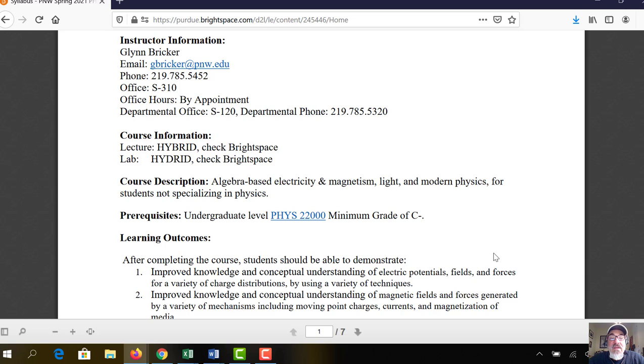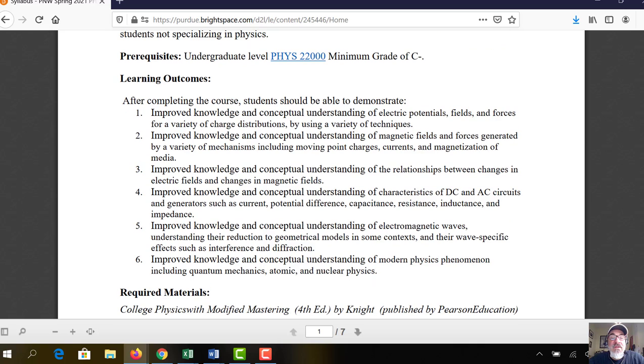Same thing with lab. So this is algebra-based electricity, magnetism, light, modern physics for non-physics majors. So prerequisites, hopefully you've already had Physics 220 with a grade of C- or better. Okay, good. Learning outcomes, again, we're going to be doing electricity, magnetism, circuit analysis, optics, so a little bit of geometric optics using lenses, mirrors, things like that. Then we transition into modern physics, where we look at E equals mc squared, for example. Light behaving as a particle and light behaving as a wave, things of that nature. So I think you're going to get a lot out of this class.